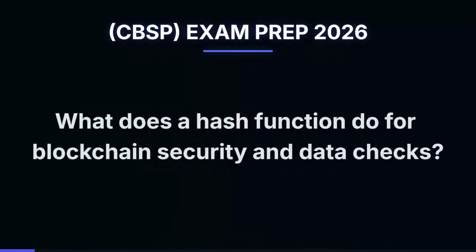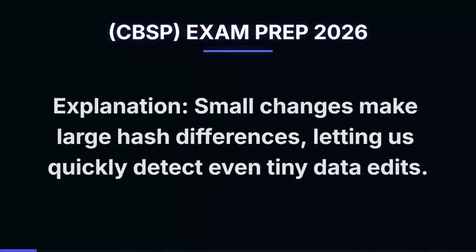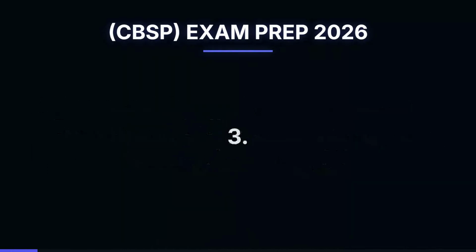2. What does a hash function do for blockchain security and data checks? A hash function creates a short fixed value that represents larger data, used for checks. Small changes make large hash differences, letting us quickly detect even tiny data edits.